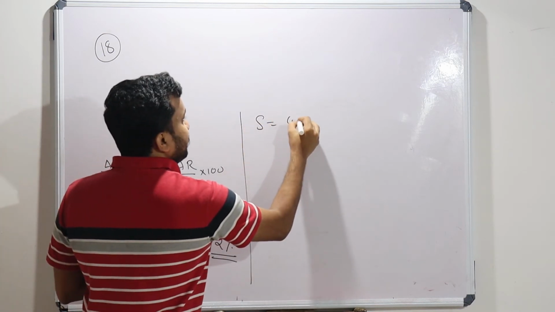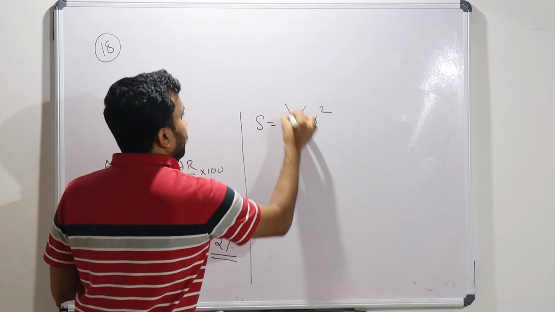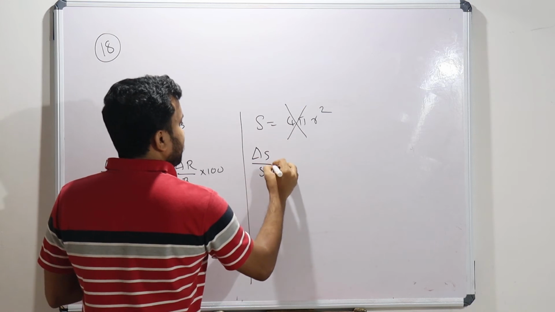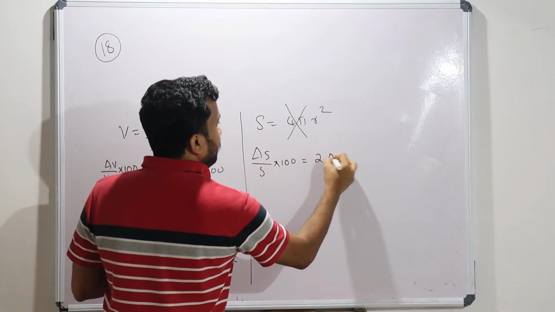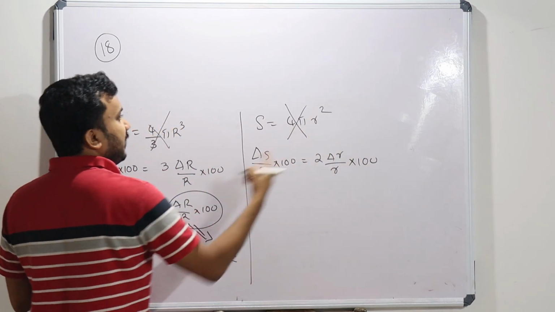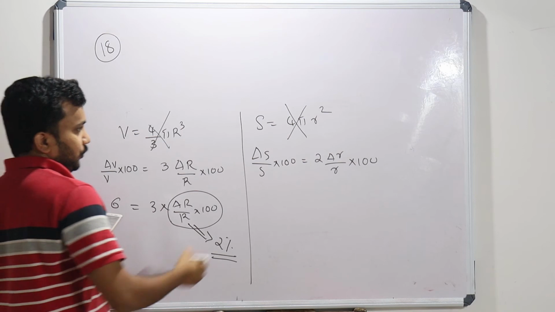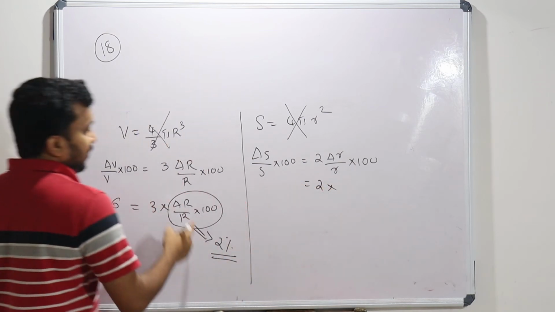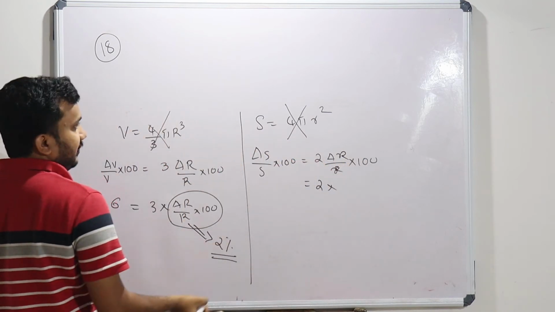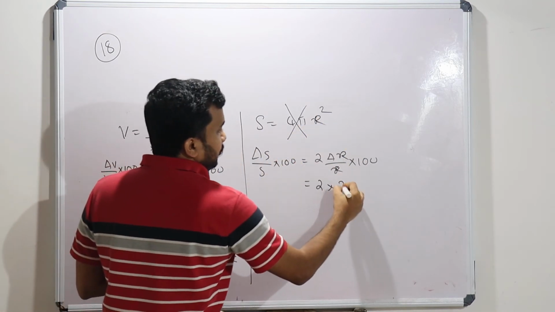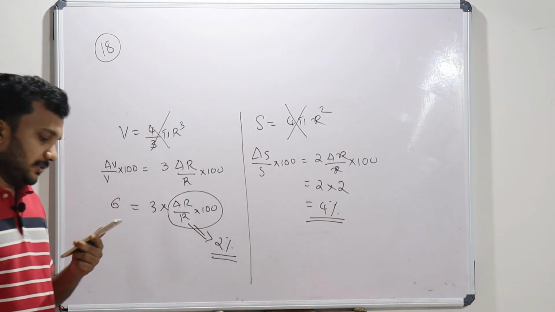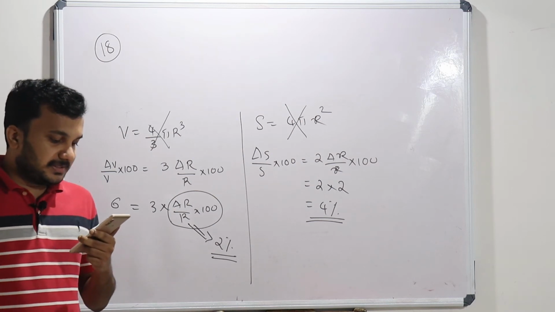So surface area is 4 pi r square. As I told, 4 pi we don't need to consider for error calculations. So surface area error, delta S by S into 100, is equal to 2 into delta R divided by R into 100. This 2 will come here as multiplication. So 2 into, what is delta R by R into 100? Capital R or small r, whatever you write is fine. So 2 into 2%. So the answer is 4% error in the surface area. So answer is C.